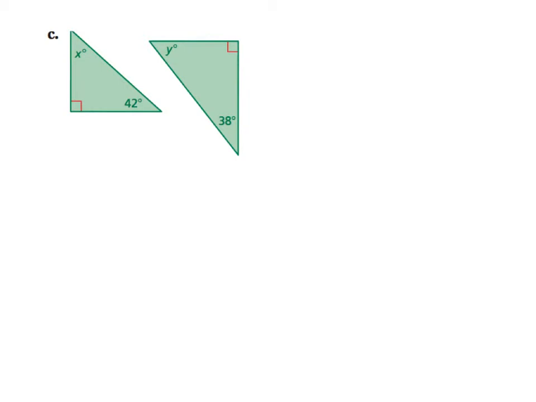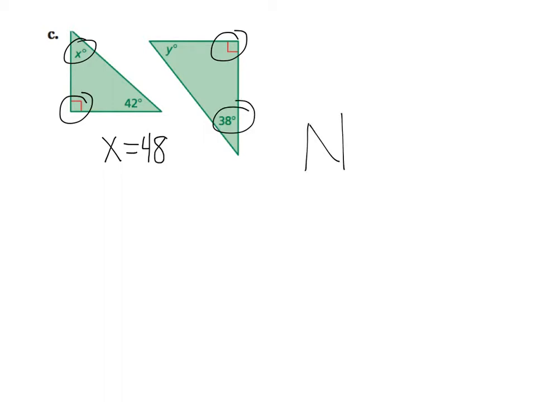In C, that's 90 degrees and that's 90 degrees, so we know those are the same. Let's find the third angle here. 90 plus 42 is 132. 180 subtracted by 132 gives me the x value of 48. Nope, that one's 38. So no, these two triangles are not similar.